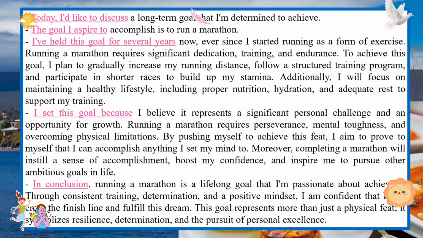In conclusion, running a marathon is a lifelong goal that I'm passionate about achieving. Through consistent training, determination, and a positive mindset, I am confident that I will cross the finish line and fulfill this dream. This goal represents more than just a physical feat. It symbolizes resilience, determination, and the pursuit of personal excellence.